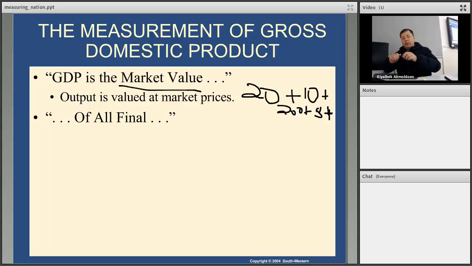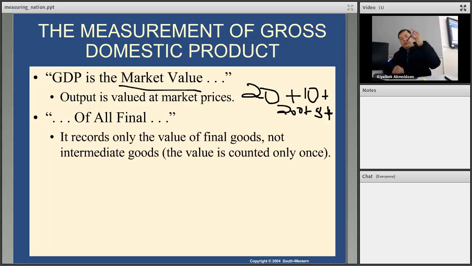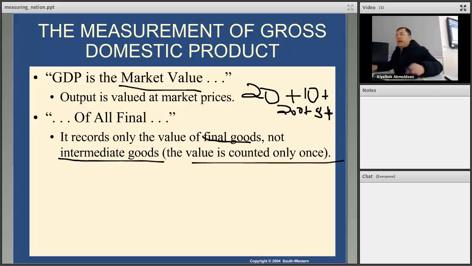So the product of goods and services finally produced. This is final product. It records only the value of what? Final goods, not intermediate goods. Value is counted only once. So second-hand products are not included to GDP.